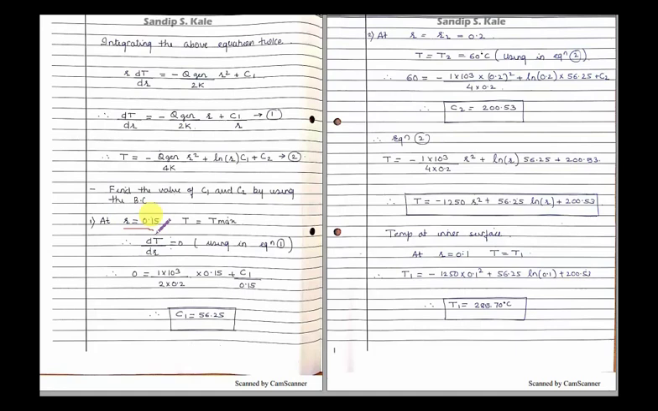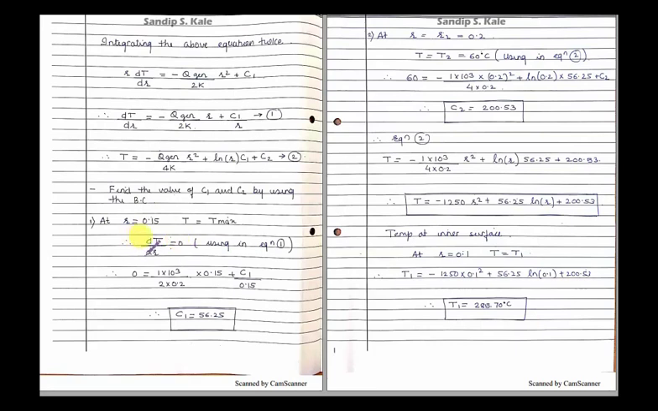This is given in the numerical. So at R is equal to 0.15, the temperature is what? The temperature is maximum. So when the temperature is maximum, dT by dr will be equal to 0. Simple conditions we have applied previously also.